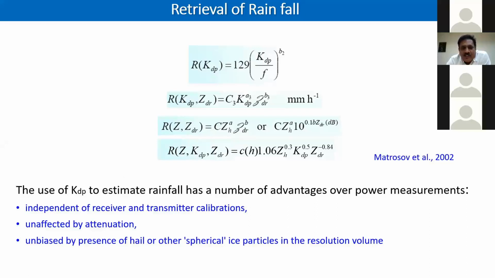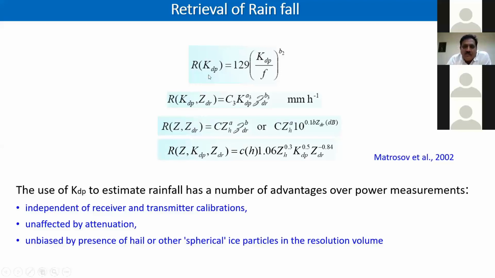With a single polarization radar, we have only one parameter, the reflectivity factor. From there we have to convert it into rainfall rate using some known ZR relations. Whereas here you have several parameters at your disposal to calculate the rainfall rate. For example, we can use a traditional ZR relation. We can use a KDP-R relation.